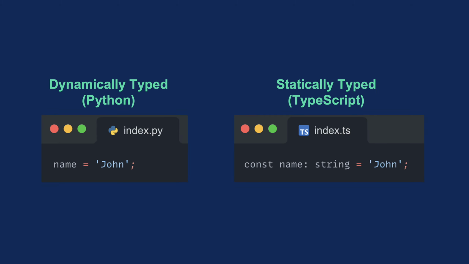Python is a dynamically typed language, meaning you don't have to explicitly specify the type of a variable. It figures it out based on the value you just assigned to it.